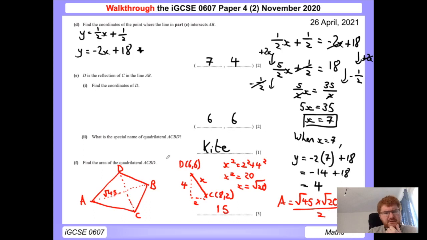I think the mark scheme wanted to use AC and CB and do it in a similar kind of way. But I think this makes much more logical sense. But again, feel free to leave a comment in the comments what you think, whether you think there's an easier way than how I did it here.